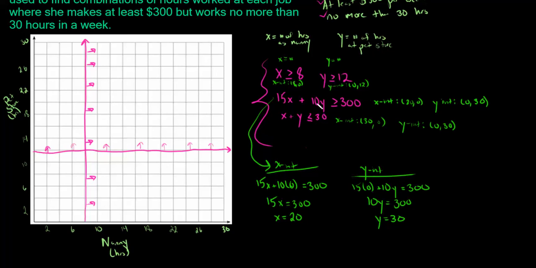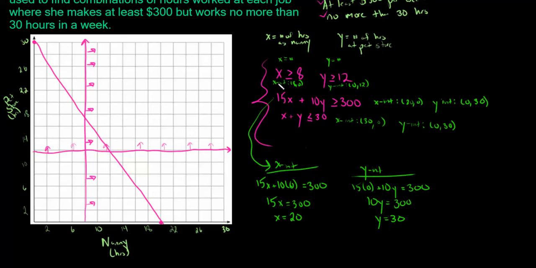Now we got to graph these two, okay? So for this one, we have an x-intercept of 20 and a y-intercept of 30, okay? And now I'm going to do my best to connect these with a nice, solid, somewhat straight line. That was not too bad. I'm impressed with myself. All right, so I connected that with a solid line.